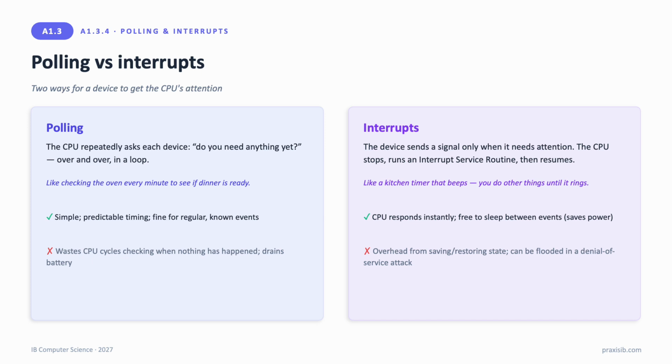The advantage is the processor responds instantly and can even go to sleep between events to save power. The downside is there is a little overhead each time it saves and restores its place, and interrupts can be abused. An attacker could flood the processor with fake interrupts in a denial of service attack.